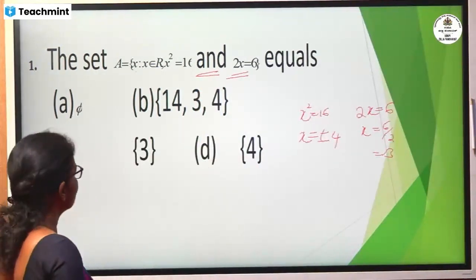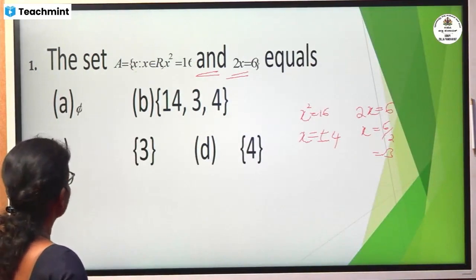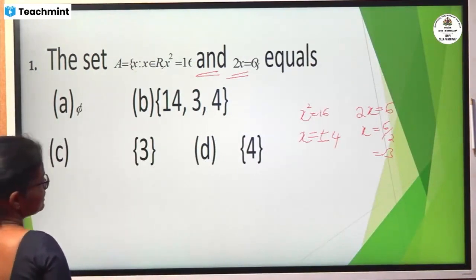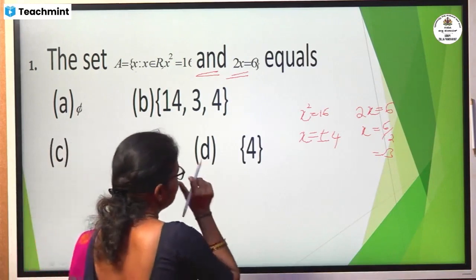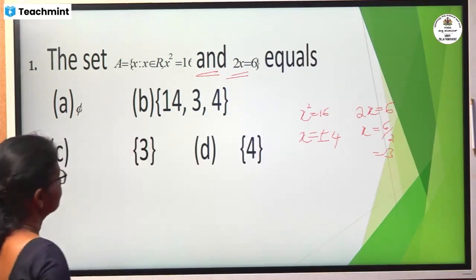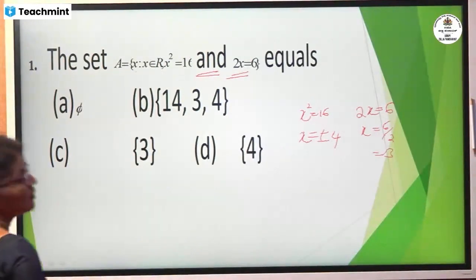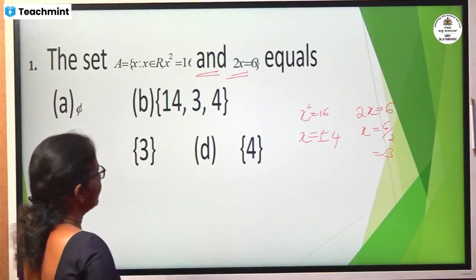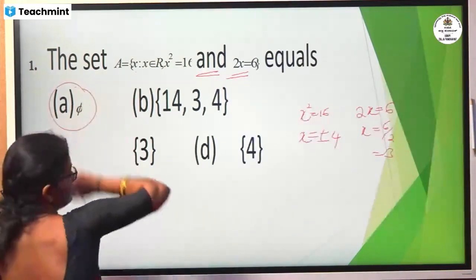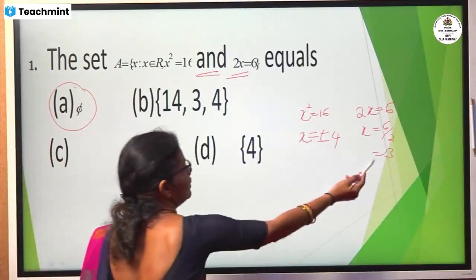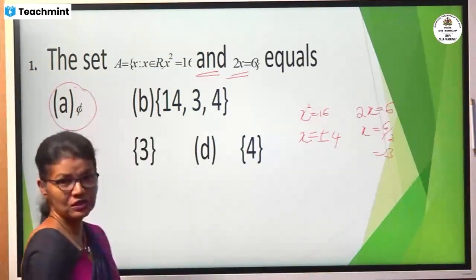Now, check with the options. Both the conditions must be satisfied, therefore we don't have any common values here. Therefore, the option is the null set.